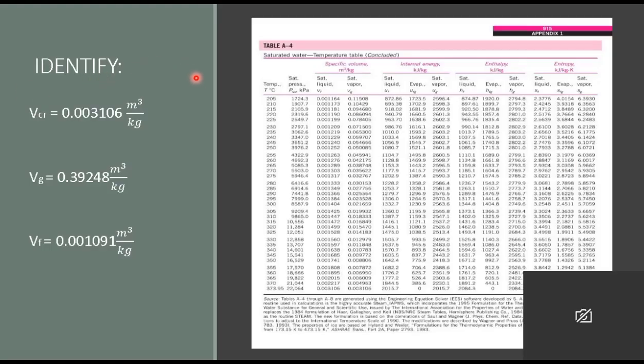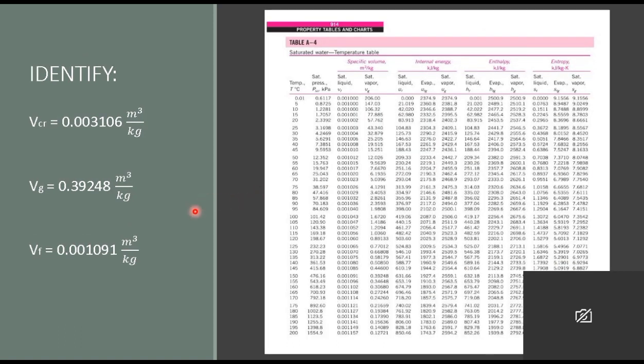But first, let's identify our critical volume, our specific volume at saturated vapor, and the specific volume at saturated liquid. First, let's find the value of our critical volume. In your property table A4, you can see here at the very bottom that the saturated liquid and saturated vapor are identical. As you can remember, the critical volume is where the saturated vapor and saturated liquid are identical. Therefore, this is the critical volume that we are looking for, and its value is 0.003106 cubic meter per kilogram.